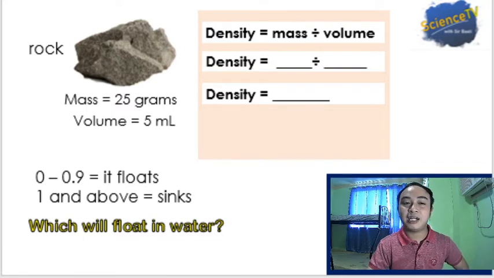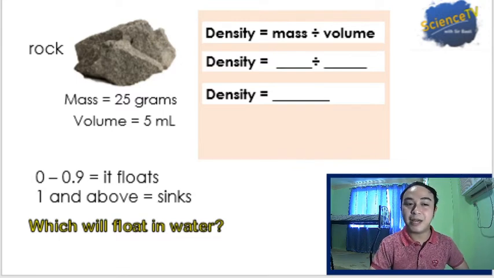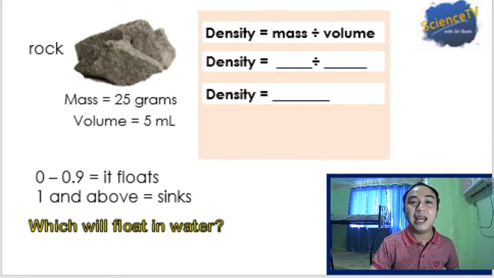Now, first we have here the given. Then first get the mass and volume. The mass is equal to 25 grams. Then volume is equal to 5 ml. ml because this one is not a regular object. It doesn't have a fixed shape or form. Now there's a need for us to divide mass by volume. So we have here the formula. Density is equal to mass divided by volume. And substitute the values of mass and volume.